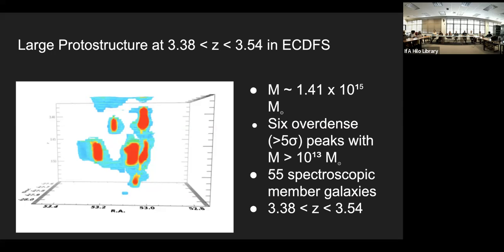And even these overdense regions, all of these 6 overdense regions have mass more than 10 to the 13 solar mass. So very, very massive structure with very massive overdense peaks.